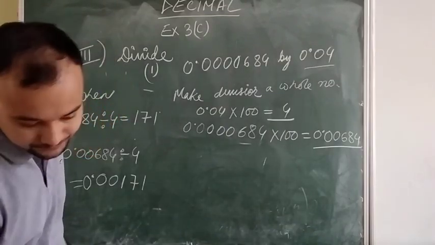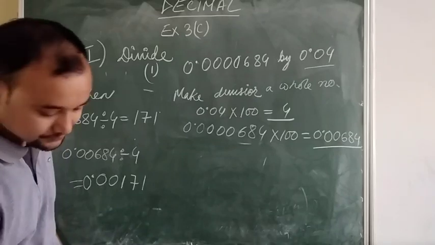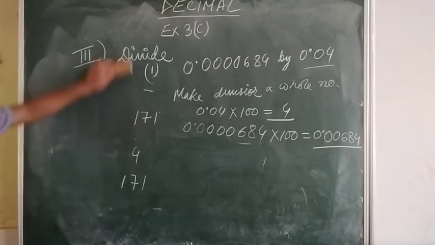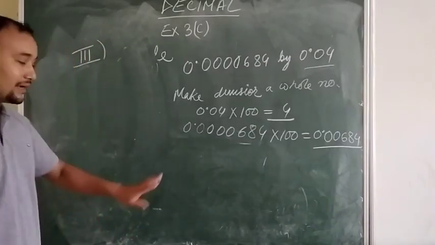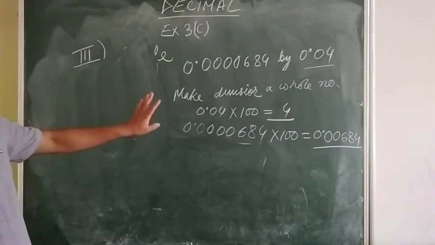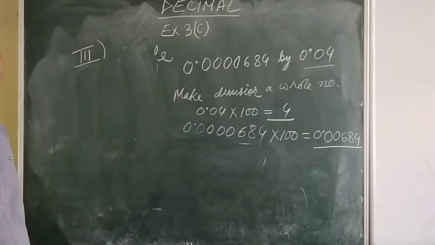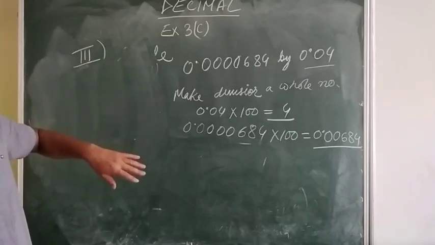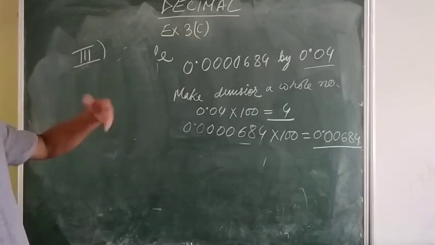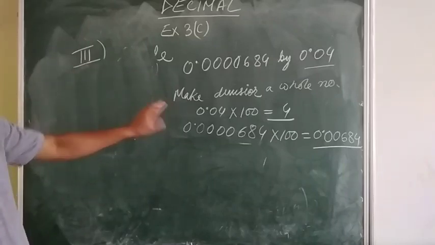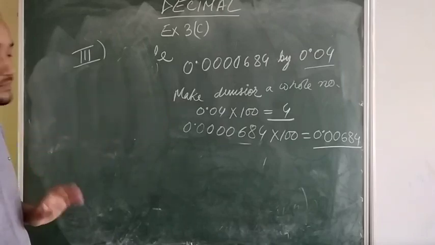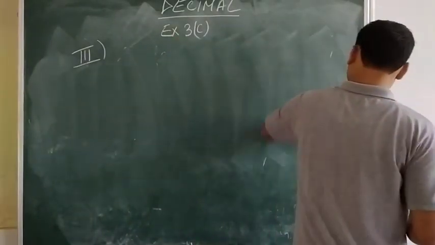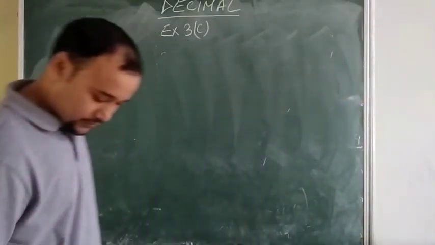Now I'll come to question number 7 of exercise 3C. If you want to write this particular question, you pause the video. At first you download the video. In live streaming, you can pause it. You pause the video, write it down, and then you play it. Now come to question number 7.